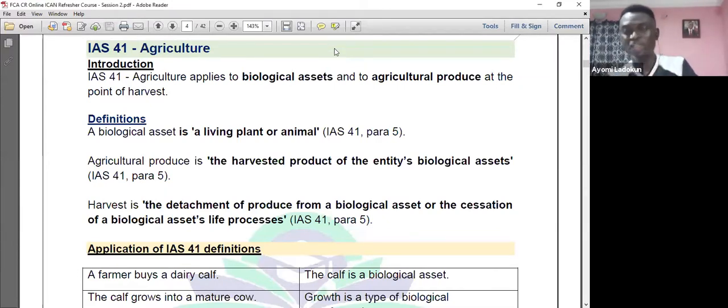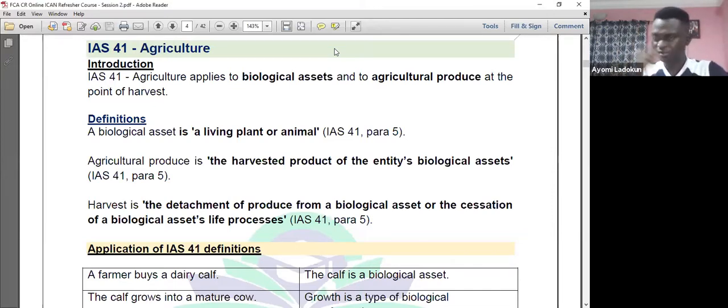Okay, so naturally, when a gain or loss arises on measurement of a biological asset at fair value, less cost to sell, where do you take it to? Profit or loss account. Okay, you take it to profit or loss account. You need to know one more thing here.